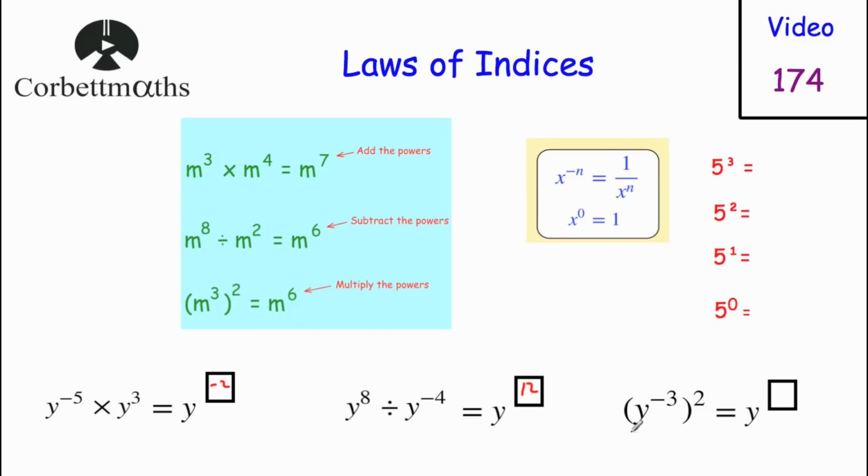And finally, if we had y to the power of negative 3, squared, because we've got a power of a power, we multiply the powers together. Negative 3 times 2 is negative 6. So the answer would be y to the power of negative 6.